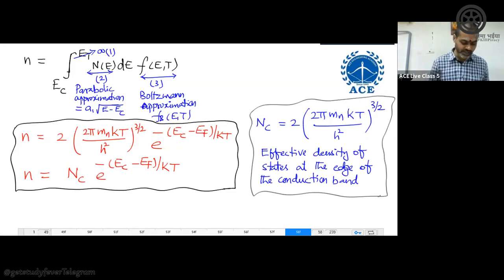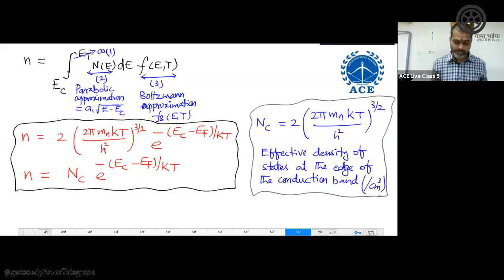And what could be the units for this? What are the units of Nc? Per centimeter cube. The important point is that I am talking about effective, it is not the total. Why is it at the edge of the conduction band? We have applied the parabolic approximation here, and we know very clearly that the N of E that we have obtained is only at the edge of the conduction band by using the parabolic approximation. Hope I am clear.